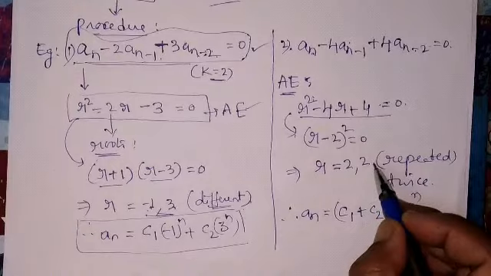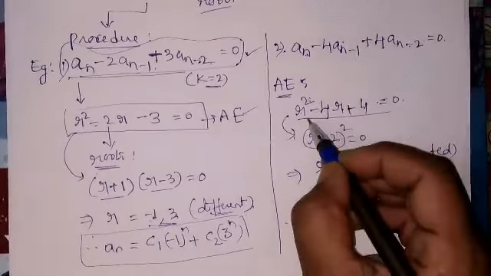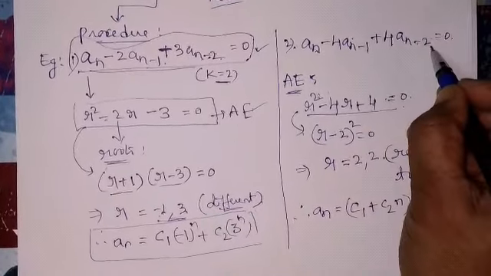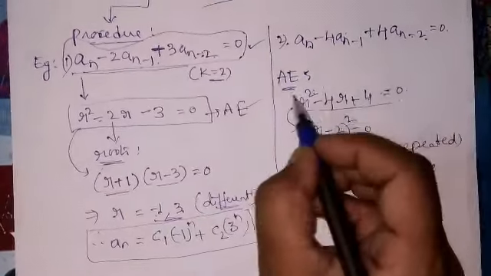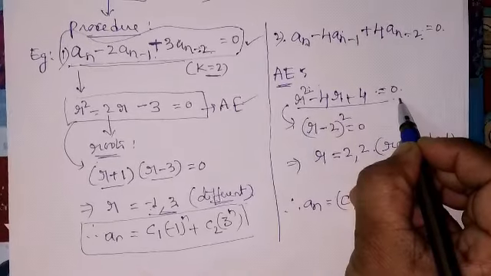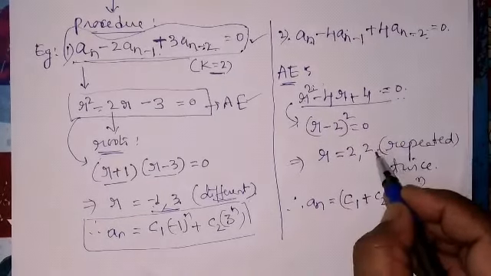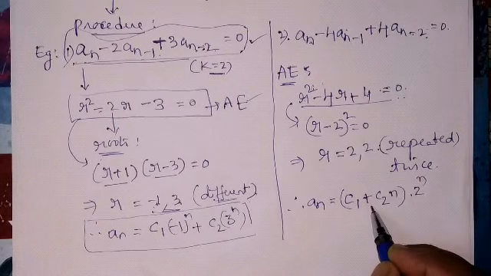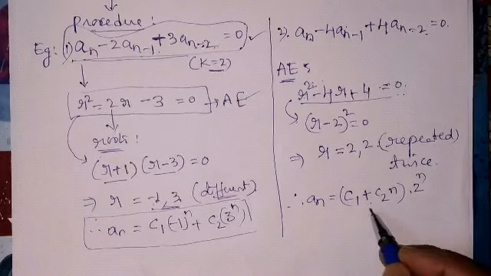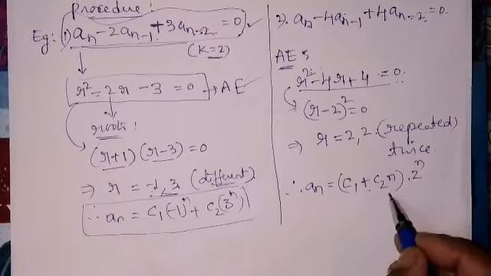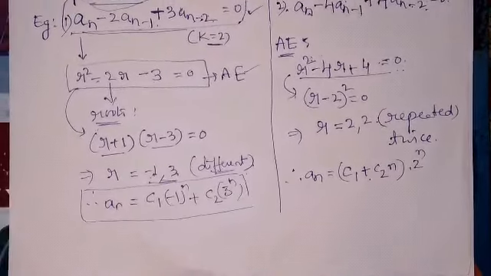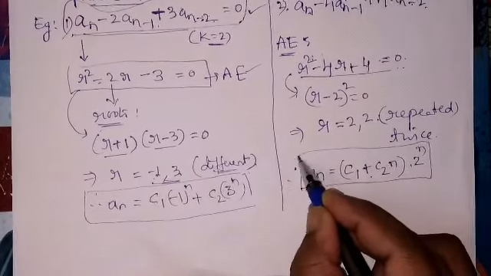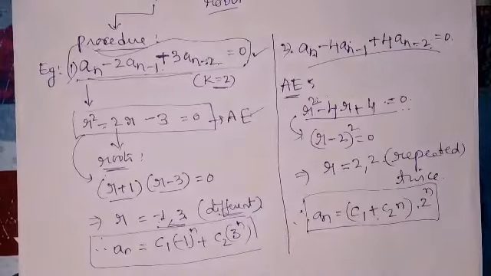Suppose we have got another 2 as the root, because the auxiliary equation has degree 3, that is, the order of the given problem is 3. It is a cubic auxiliary equation and we have one more 2 as the root. In such a case, inside the brackets here, we would have taken plus c3 n square. That only will be the change. And this is now the solution for the given relation.